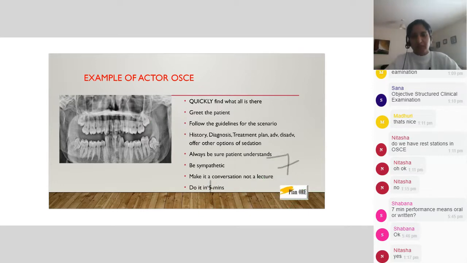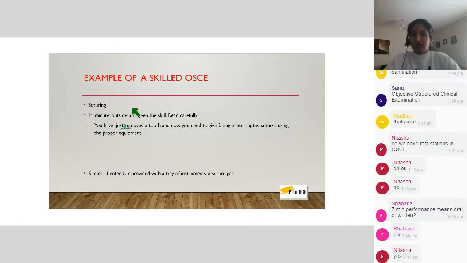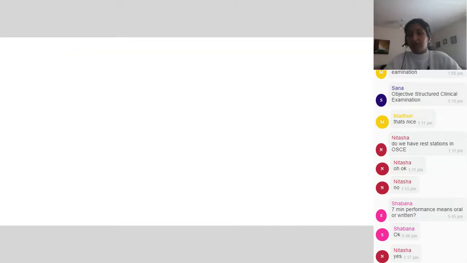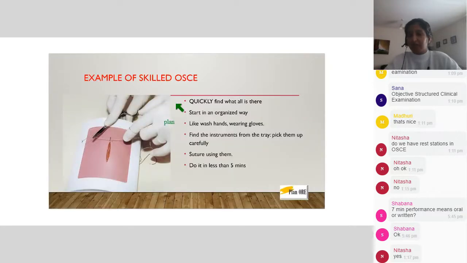Okay, that's an actor OSCE. Skilled OSCE, they will tell you any skill to perform, like suturing, rubber dam, X-ray holder. There are various skilled OSCEs. So whatever skilled OSCE is required to be done, you go inside and you perform it. An examiner will again be observing you, looking at your step by step performance in 7 minutes.